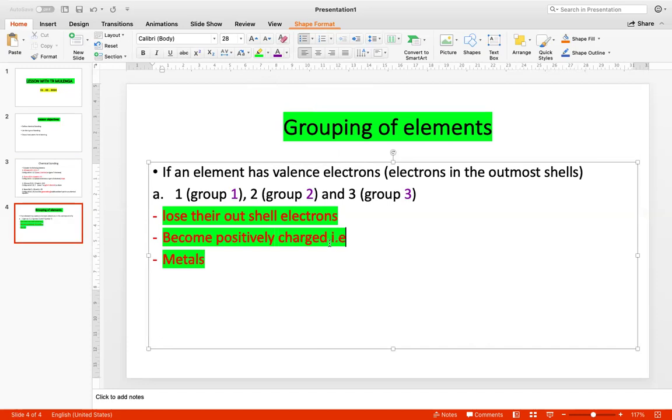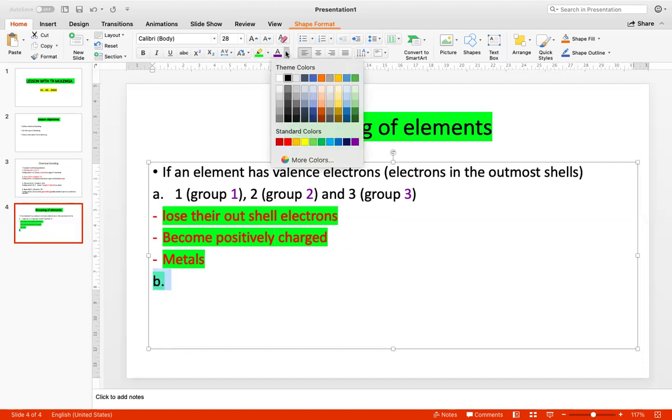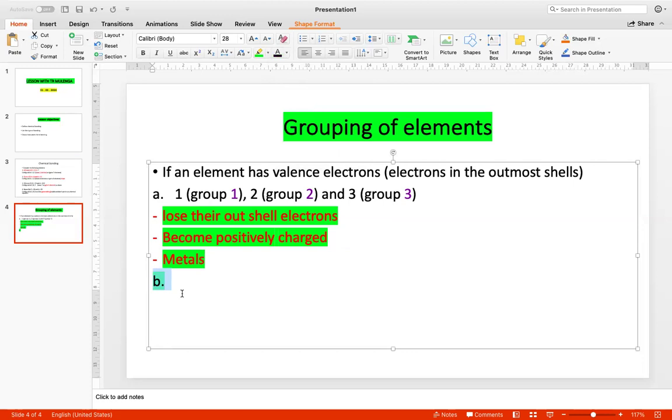If an element loses 1 electron, its charge will be 1 positive. If it loses 2, it is going to be 2 plus. If it loses 3, it's going to be 3 plus. Let's move on. We go to elements that are in other groups.